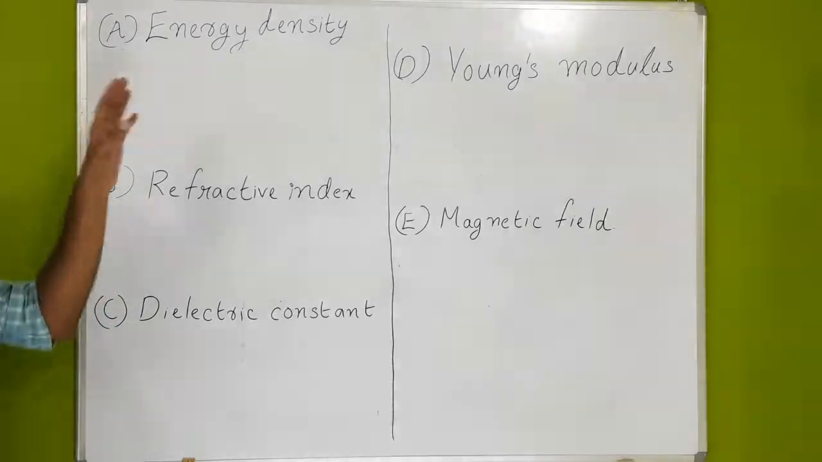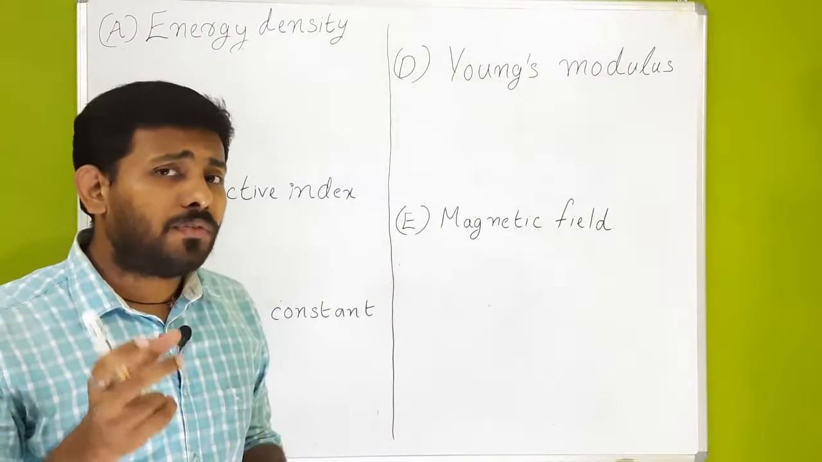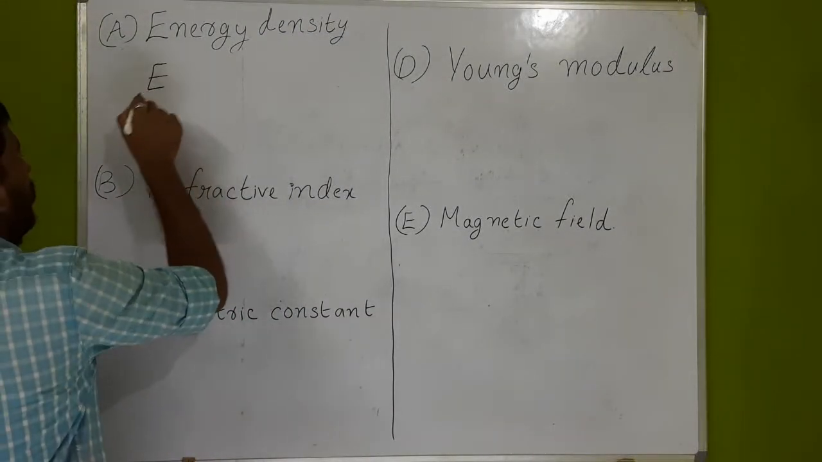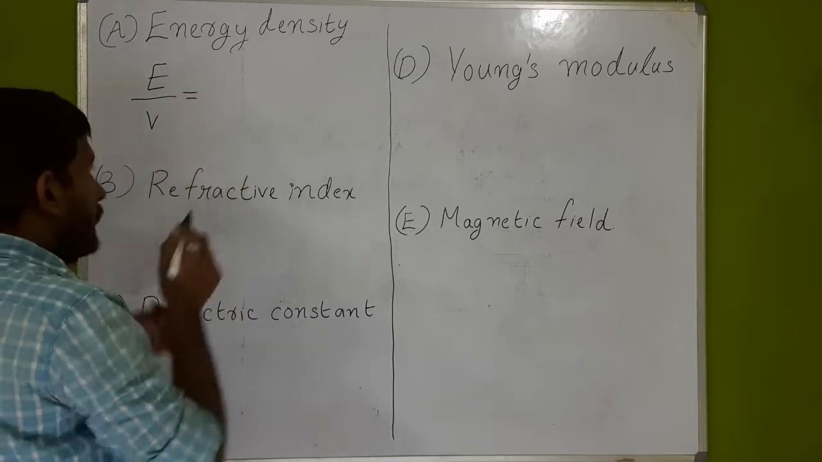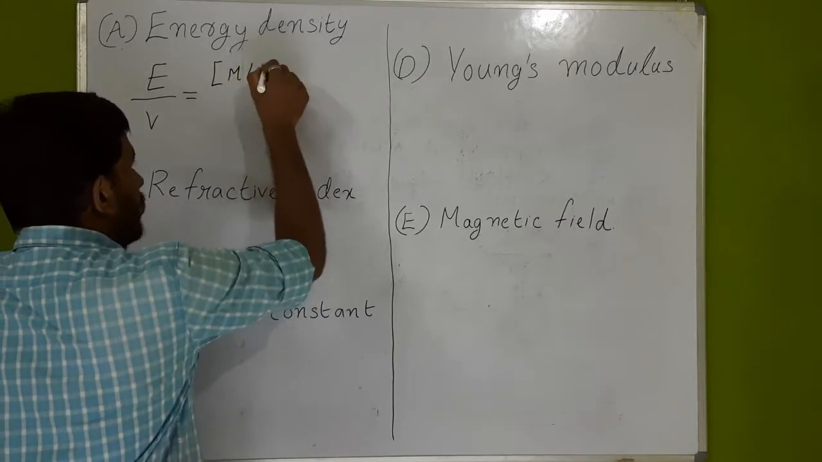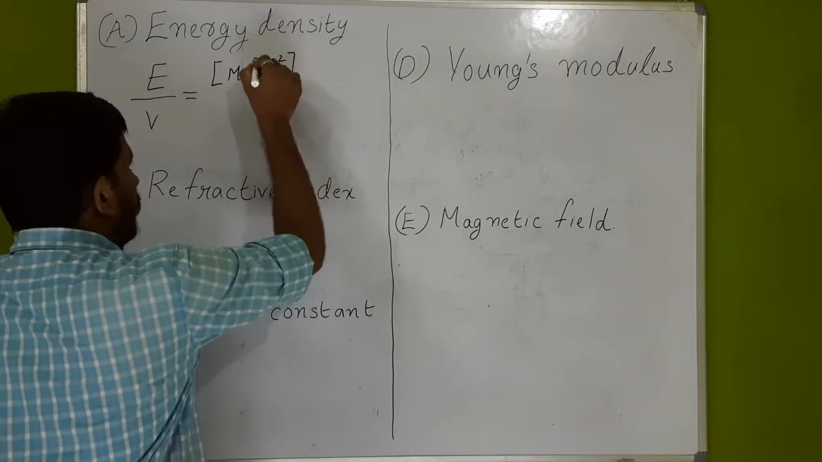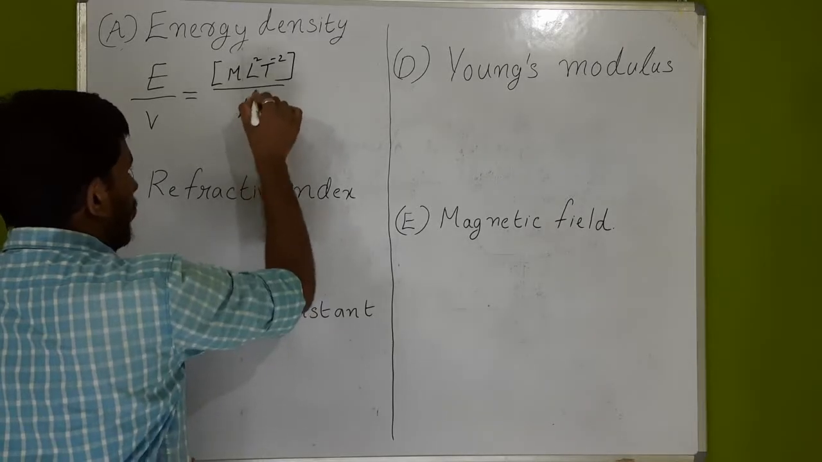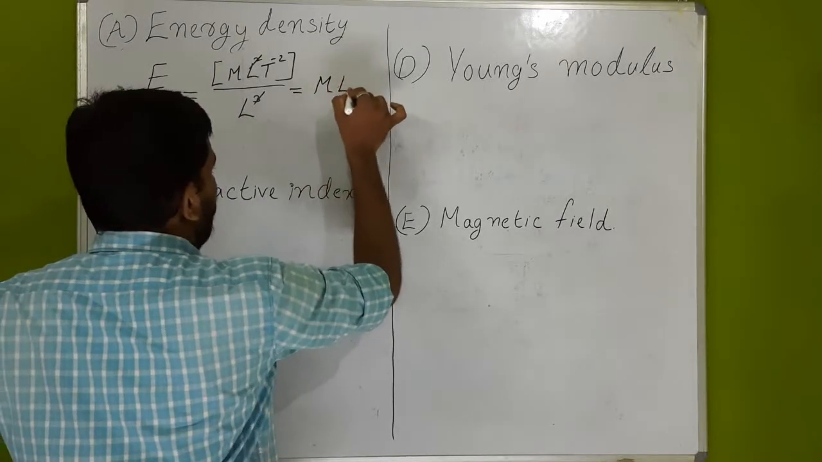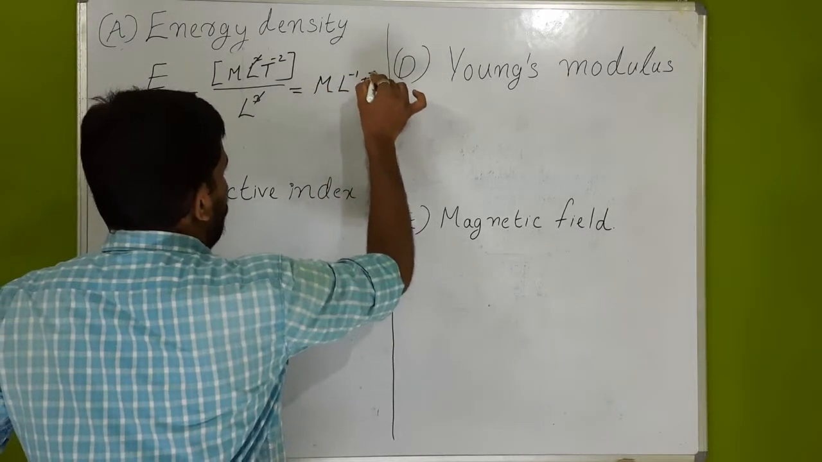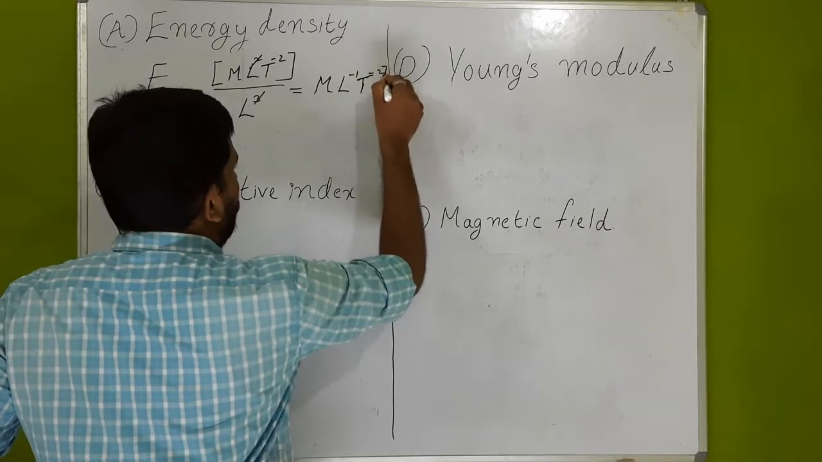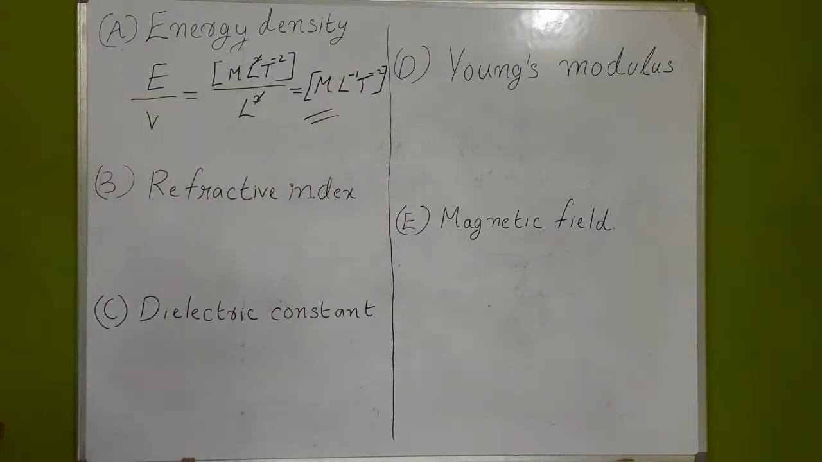Let's analyze each of these 5 parameters and find which of the two is having same dimensions. The first is energy density. So energy density is energy by volume, and the dimension of energy is same as that of work, and the dimension of work is force into displacement, and the dimension of volume is L cube, L square, and L cancels, and we will get M L raised to minus 1 T raised to minus 2. So this is the dimension of energy density.